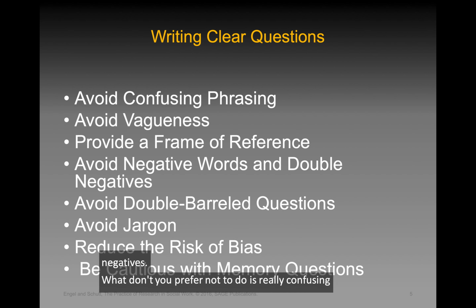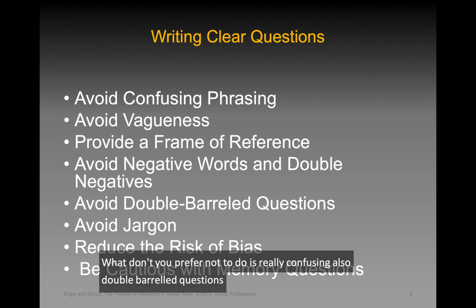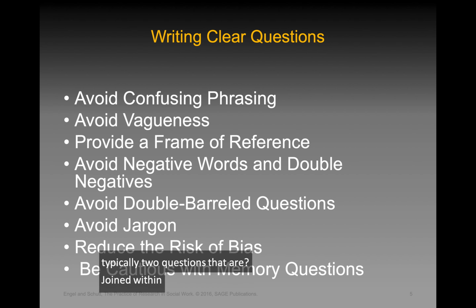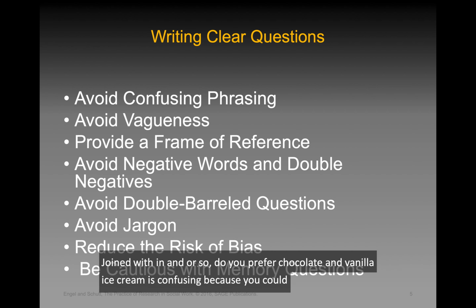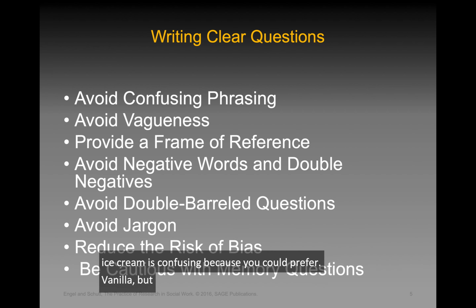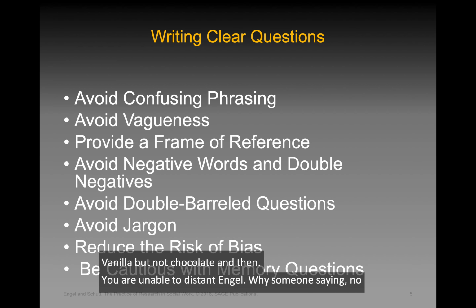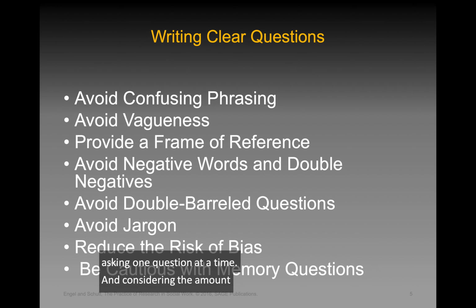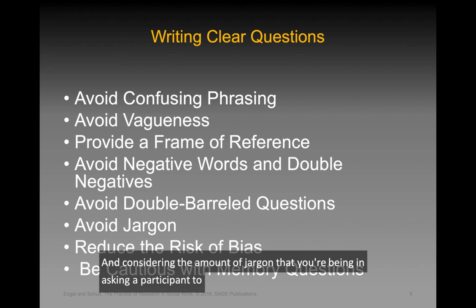Also, double-barreled questions. Double-barreled questions are typically two questions that are joined with an "and" or an "or." So, do you prefer chocolate and vanilla ice cream is confusing because you could prefer vanilla but not chocolate, and then you are unable to disentangle why someone's saying no. So asking one question at a time and considering the amount of jargon that you're asking a participant to understand is really important.